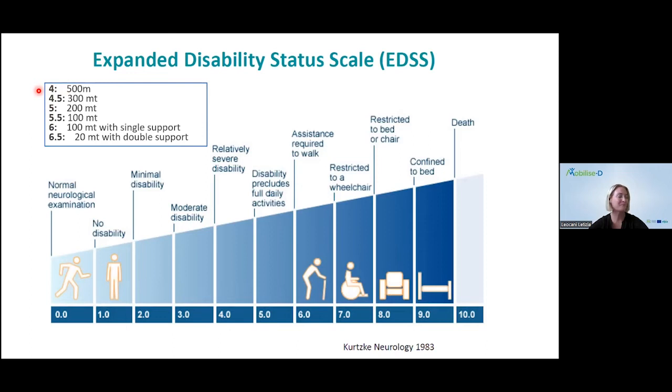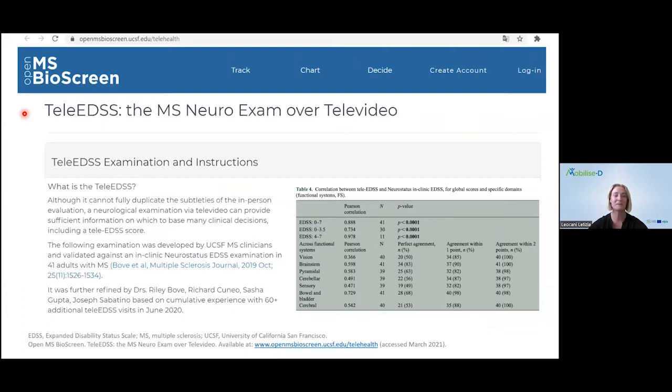Think about the worsening of gait from 8 kilometers to 2 kilometers. It cannot be picked by EDSS by definition. And so there is a higher range of mobility changes that could be picked with a digital mobility outcome.